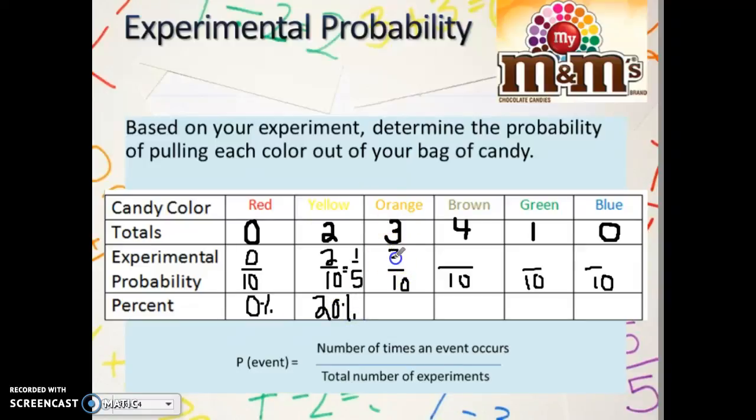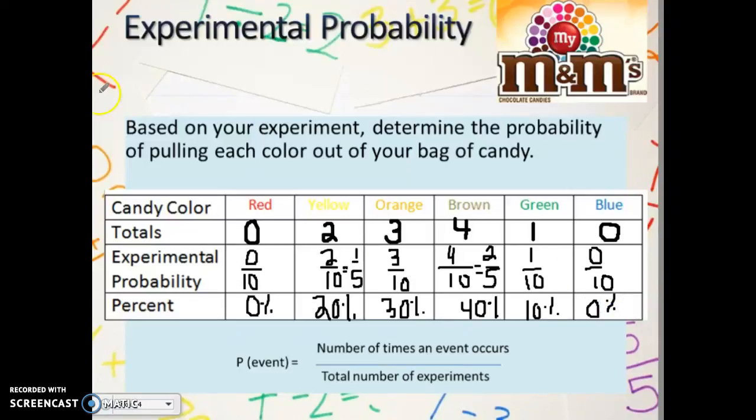Orange was 3 pulls out of 10, which is 30%. Brown was 4 pulls out of 10, which simplifies to 2 over 5. As a percent, that is 40%. Green, we pulled 1 green out of 10, so that's 10%. And finally, blue was 0, so again, we have 0%.